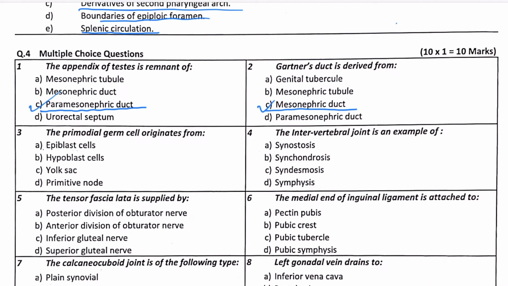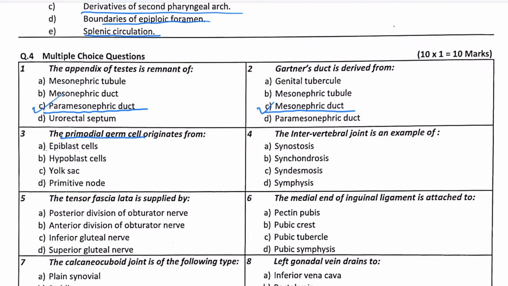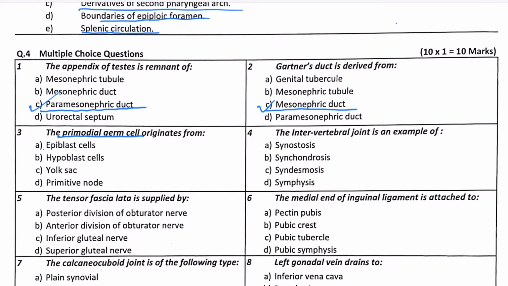MCQ number 3, the primordial germ cell originates from epiblast cells, hypoblast cells, yolk sac, or primitive node. So they've asked about these primordial germ cells, which are migratory amoeboid cells which migrate and reach to the developing gonads. The answer to this question as provided by the university was choice A, that is epiblast cells. However, many professors, they were not satisfied with this answer and they claim that yolk sac is a better option.